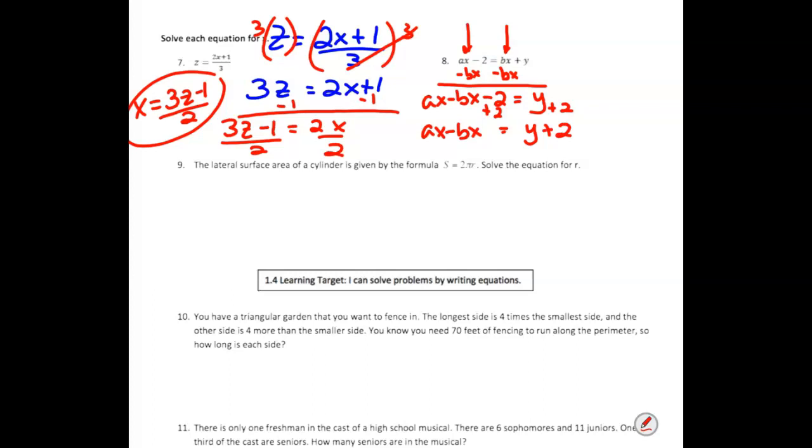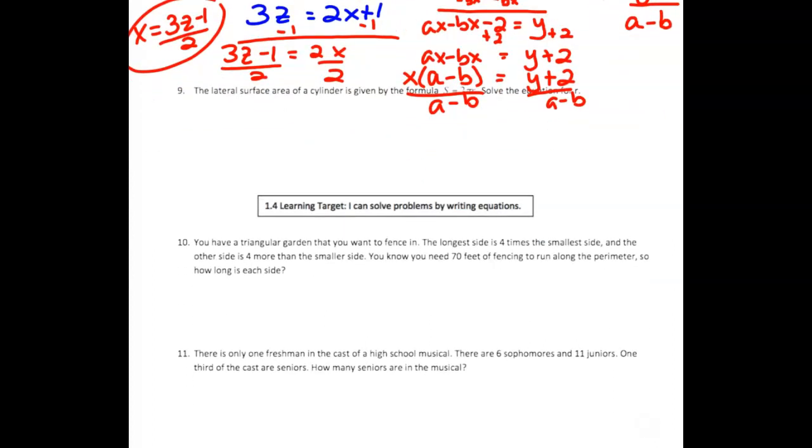Now I'm able to factor out an x. Since both terms on this side have an x as a factor, I can divide out an x that leaves me a minus b. And now to get x by itself, I can simply divide both sides by a minus b. So I end up with x equals y plus 2 divided by a minus b.